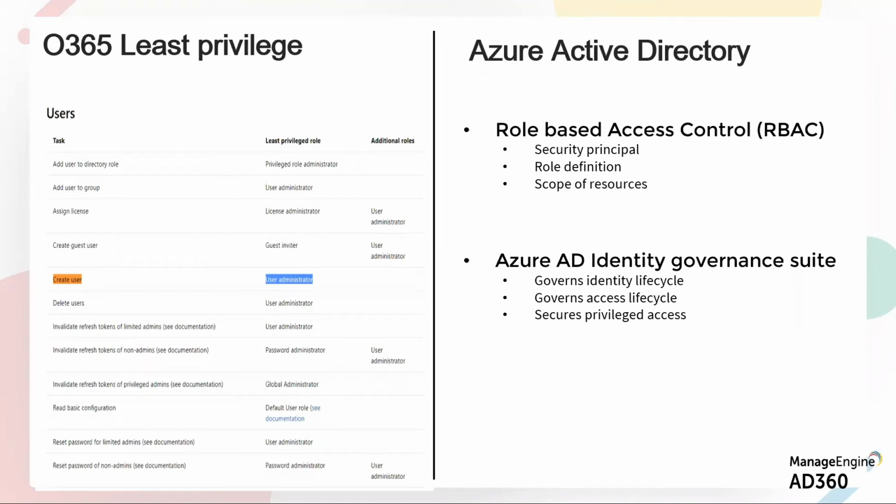And on the other side, for Azure AD, you've got role-based access control, where you can focus on security principal, role definition, scope of resources. But to enhance that feature, Azure now gives you the AD Identity Governance suite, where you've got governance, identity lifecycle, access lifecycle, and you can even secure privileged access. But again, that is not for free. I'm just giving you what best could be done with whatever you all have, right?